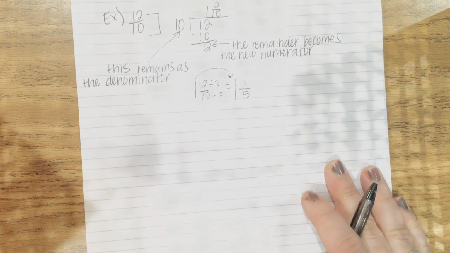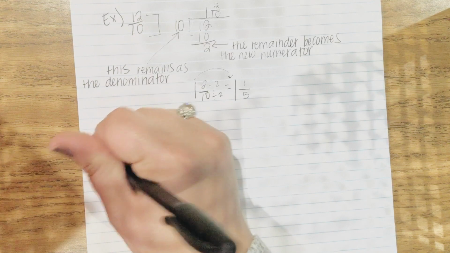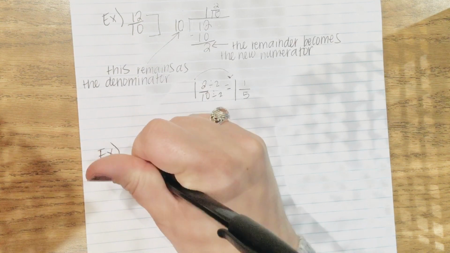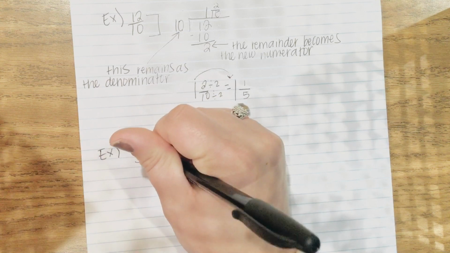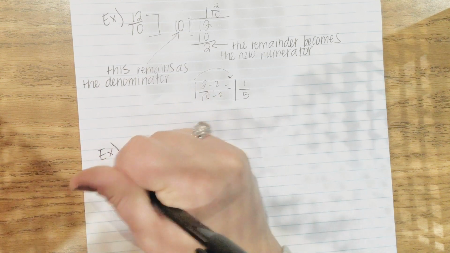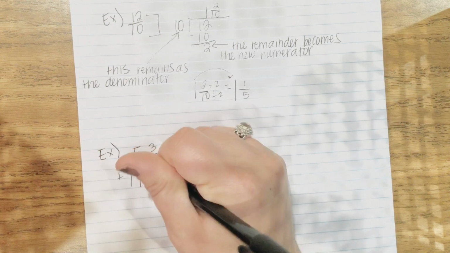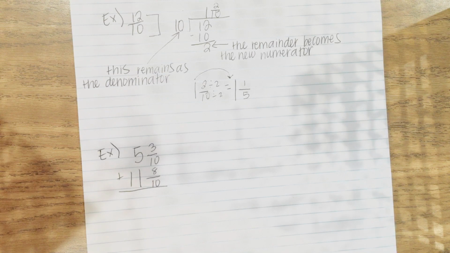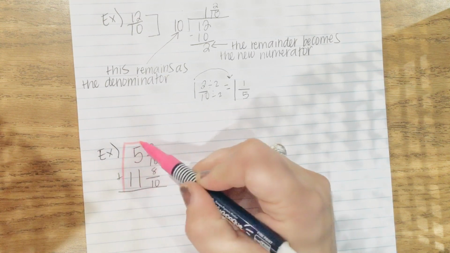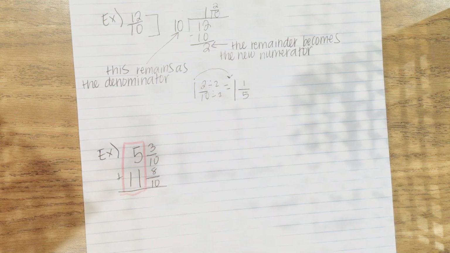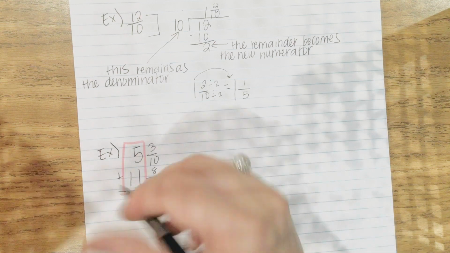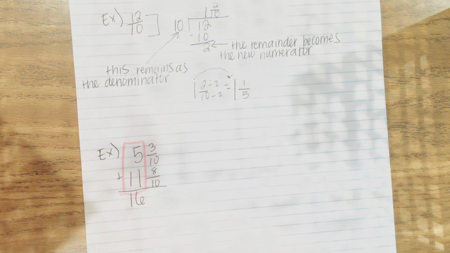So I'm going to scoot my paper down just a little bit. Here is our new example. Say we have 5 3/10 plus 11 8/10. Just a reminder, we're going to add our whole numbers first. Which we know is 5 plus 11 is 16. So that's our new number.